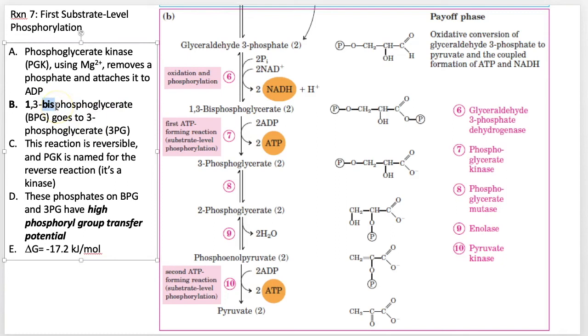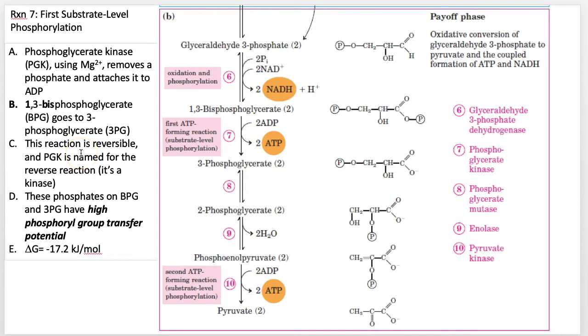So we're going to lose the bis because we're going to take one of those phosphates. So the bis goes away, and we're taking the number one carbon phosphate off. So we're left with 3-phosphoglycerate. It's really not that different of a name: BPG, bisphosphoglycerate, going to 3PG. Pretty cool. It is reversible, and so because it's reversible, going in the other direction, it's a kinase.